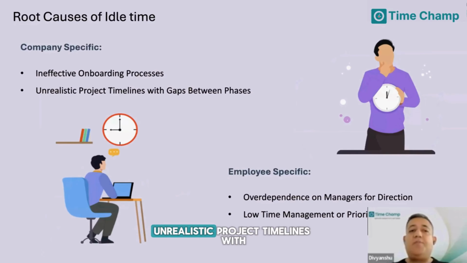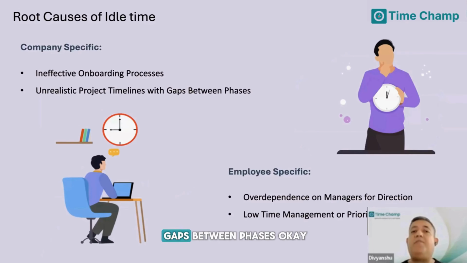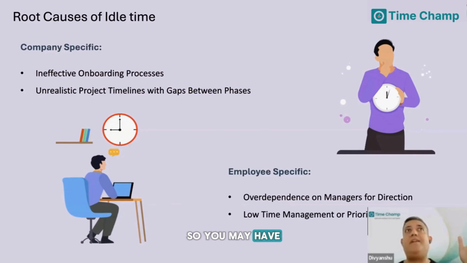Then come unrealistic project timelines with gaps between phases. So you may have a deadline to complete something in 8 days. There is no plan B if it gets completed in 6 days. The next project starts only on the ninth day. What are the 2 days or 2 hours or 2 minutes of that time getting utilized for? So that is one of the reasons.